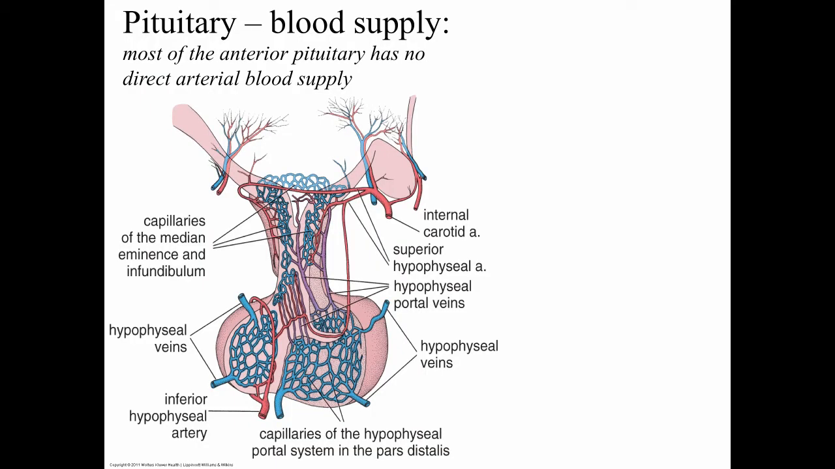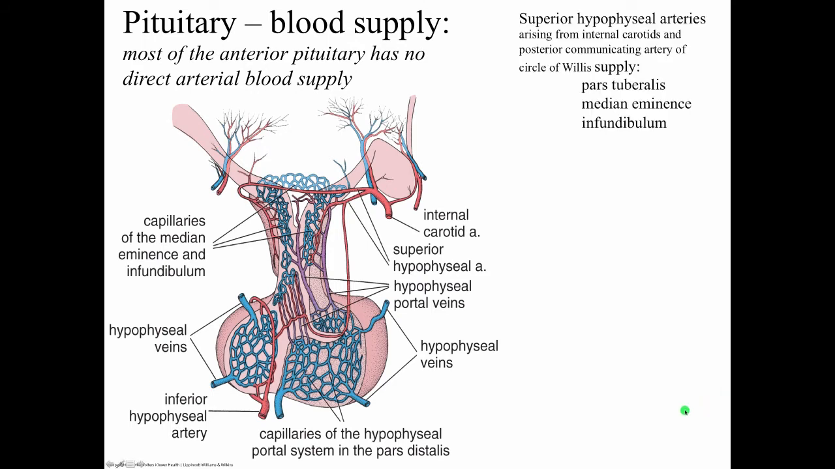The blood supply to the pituitary, this is fairly important. Most of the anterior pituitary has no direct arterial blood supply. The superior hypophyseal arteries, which arise from the internal carotids and the posterior communicating artery of the circle of Willis, will supply the pars tuberalis, the median eminence, and the infundibulum. The inferior hypophyseal arteries, which also arise from the internal carotids, supply the pars nervosa.